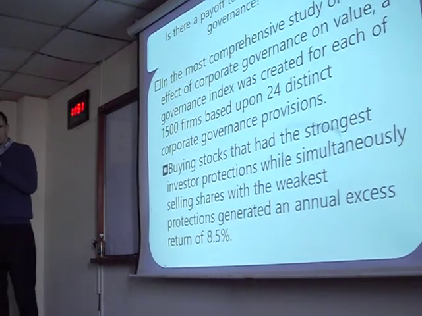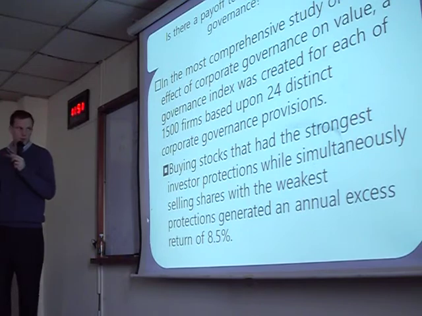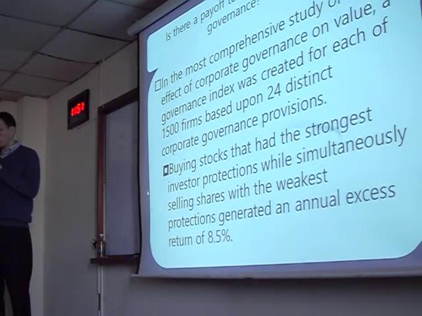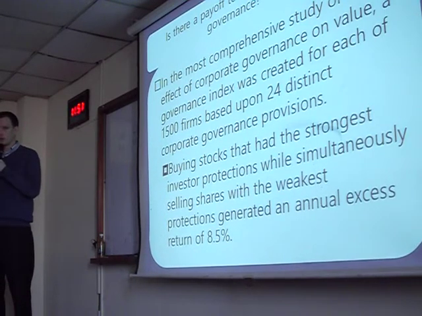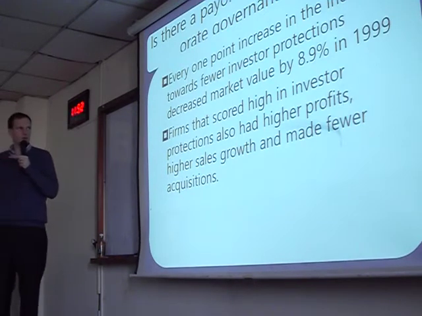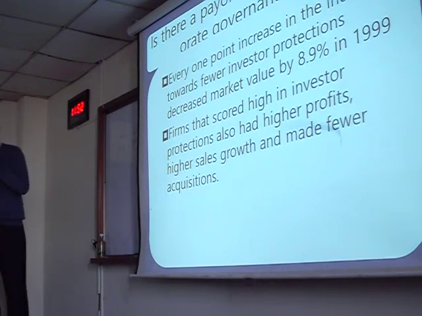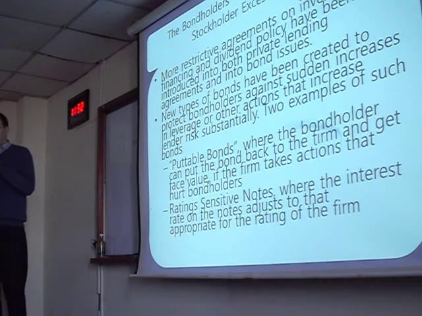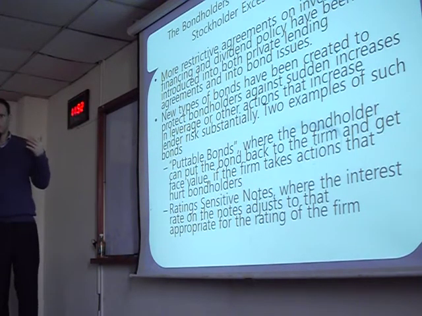They made more than the average by 8.5%. So they took 1,500 firms and they bought stocks in the firms with the good investor protection, the good corporate governance, and they sold stocks in the companies with the weak corporate governance, right? So they found that they made some extra return. They also found that if you have less investor protection, your market value can go down. Companies that scored high in investor protections had higher profits, sales growth, and made fewer acquisitions. So we should have a good corporate governance system, right? It's going to be better for the company, too, for the profit.